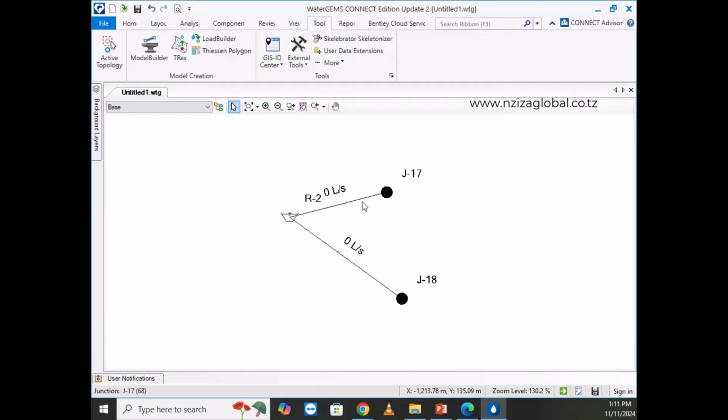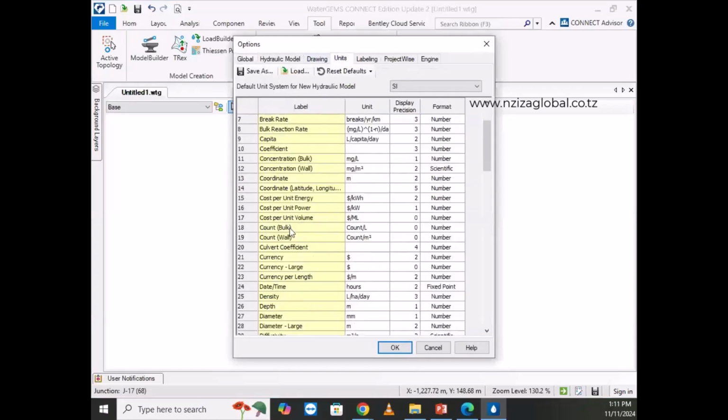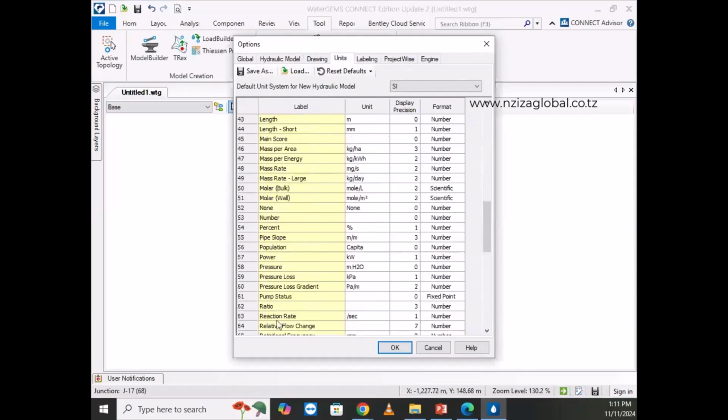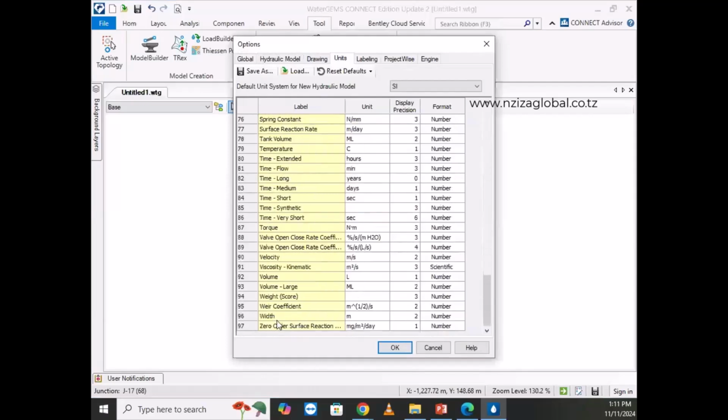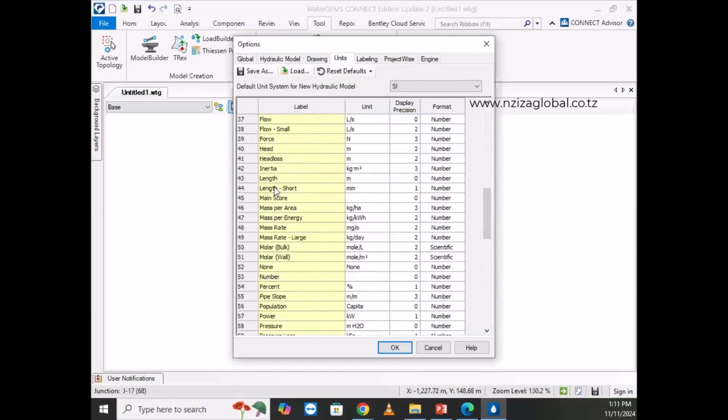Pipe diameters, it's millimeter. Pressure loss is millimeter also. Diameter, only diameter. Yes. You're asking, head loss is meter. Head loss in meter.